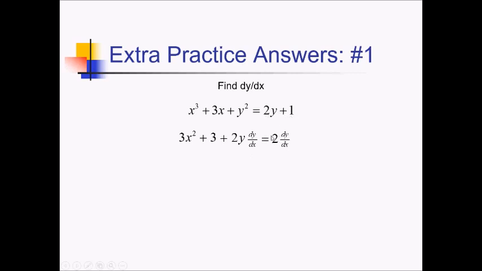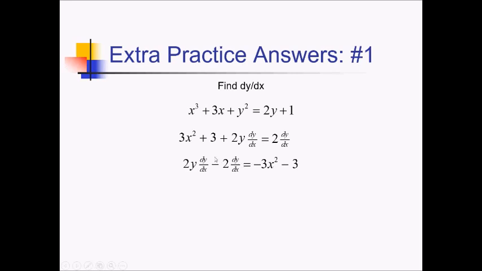All right, let's get the dy over dx's on one side and everything else on the other side. So let's see here. This 2 dy over dx can stay on the left side, and we're going to subtract this 2 dy over dx to be over with the 2y dy over dx. And then we'll move these other two terms that don't have dy over dx's over to the other side. So we can say equals negative 3x squared minus 3.